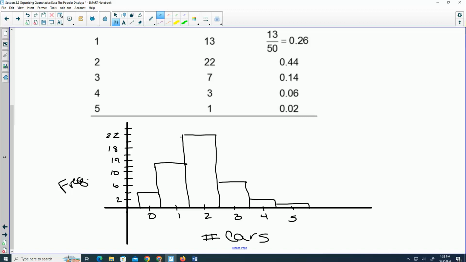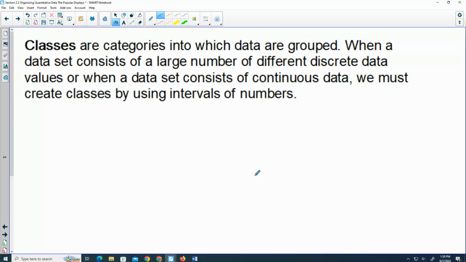Okay. So next we talk about what if we have continuous data? This was discrete, countable, 1, 2, 3, 4, 5. But if I were measuring how long it took you to do something, we know that's continuous data. So I don't want to list out every single response because then I would have way too many bars. It just wouldn't be useful. So sometimes we use what are called classes. Those are just different categories that we use to group our data.